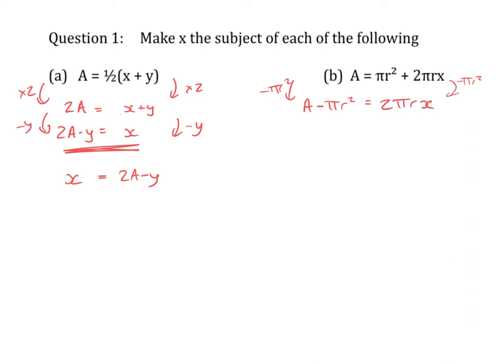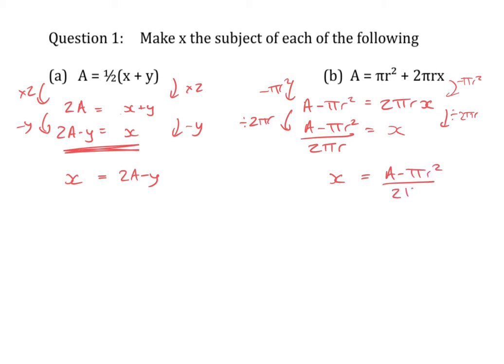When we look at this equation now, we have x and it's being multiplied by 2 pi r. So I will just divide by 2 pi r, and that will isolate x on its own. Obviously I have to do the same on the left-hand side, so divide by 2 pi r, and I have a minus pi r squared over 2 pi r. You can write it the other way around, so x equals a minus pi r squared over 2 pi r. It just looks a bit neater with the isolated term on the left-hand side.